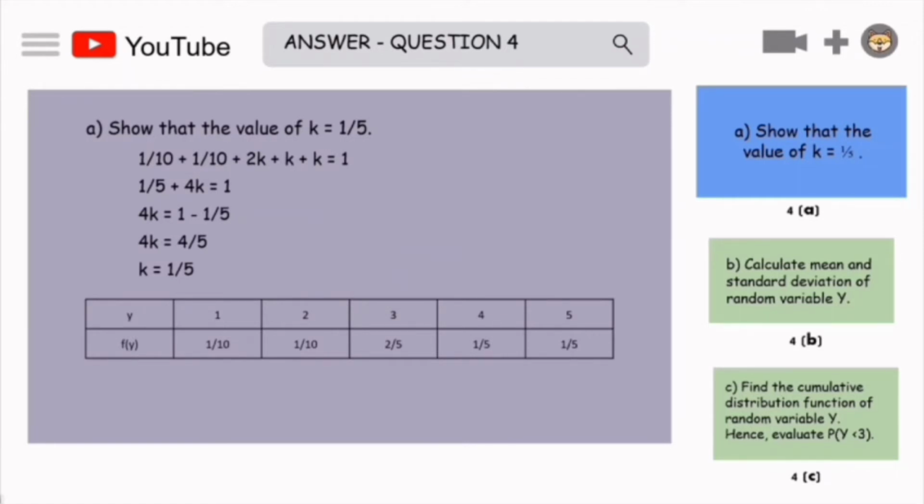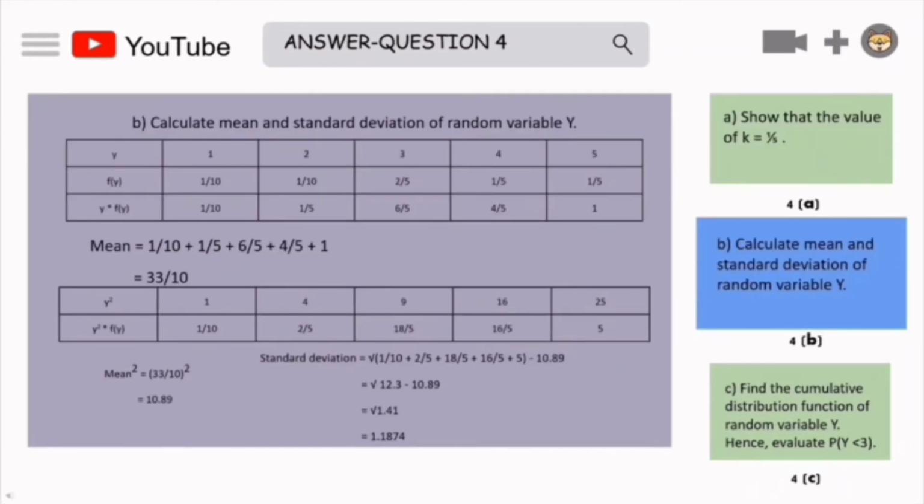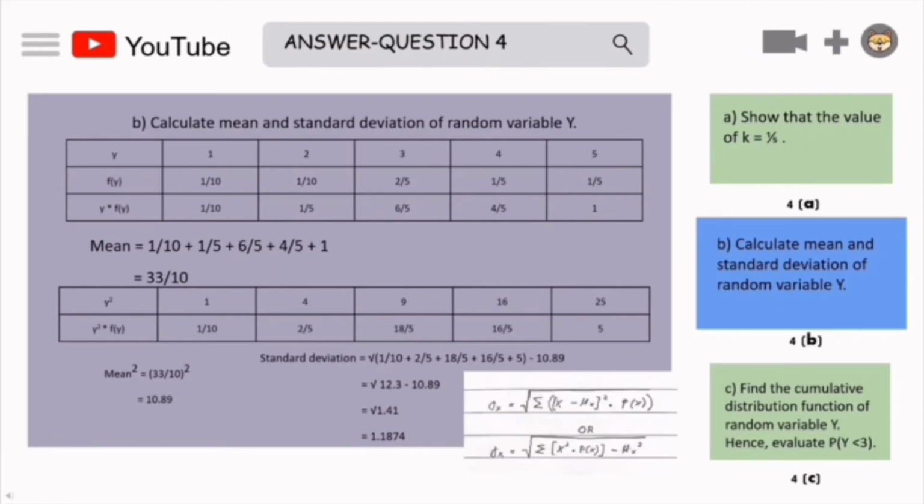Since the total of f(y) is equal to 1, we can add all the elements of f(y) and equate it to 1. Then it proves that k is equal to 1/5. Now we can substitute 1/5 into k to find the probability distribution. Next, to find the mean, we have to find the summation of the product of y and f(y). So first we multiply every y with its f(y) and find the total. The mean is 33/10.